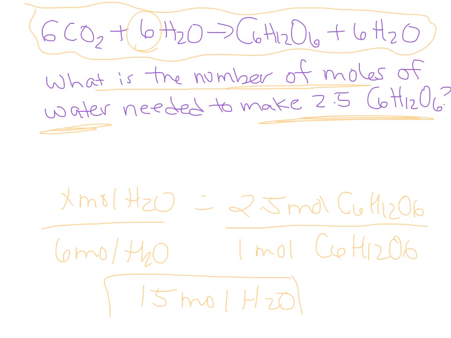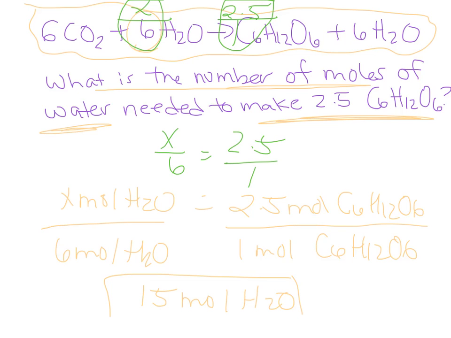You could, however, also just put them right over the number. So we have 2.5 moles of C6H12O6, and we want to know what's the number of moles of water, so go to water. So again, our proportion becomes X over 6 equals 2.5 over 1 as another way of doing this.